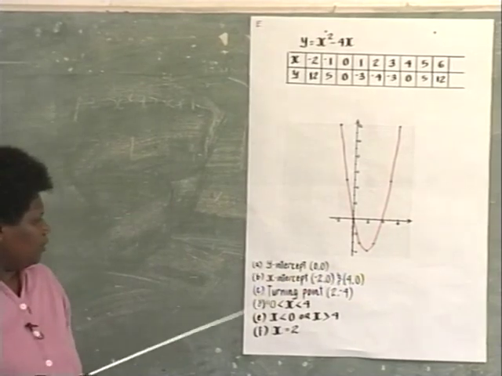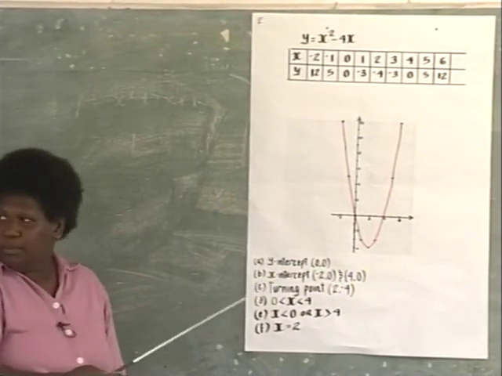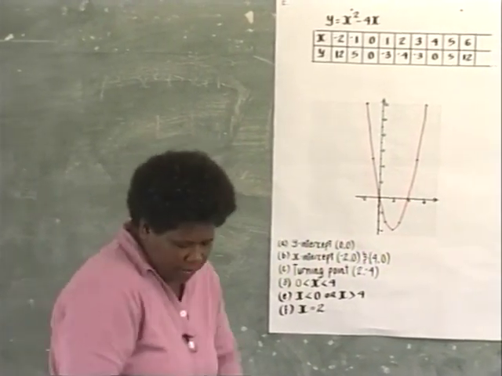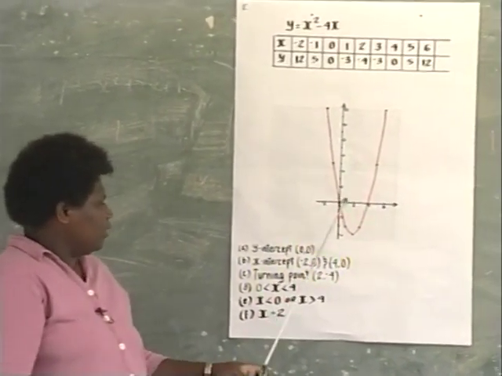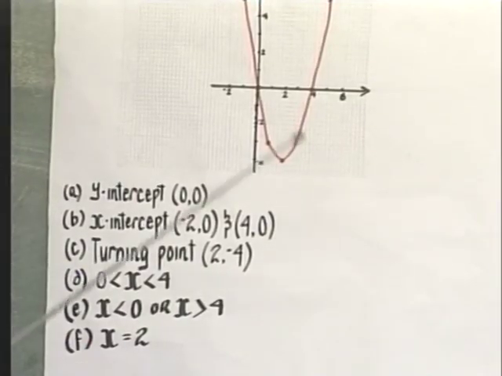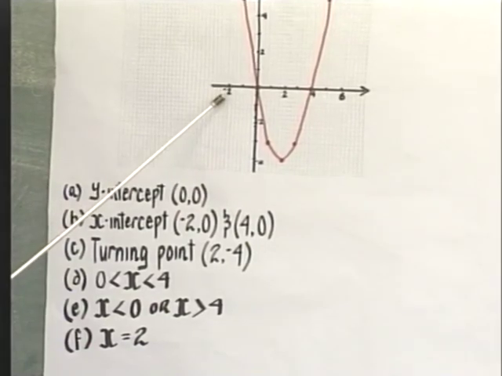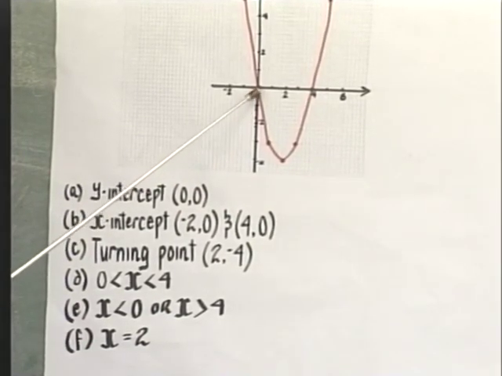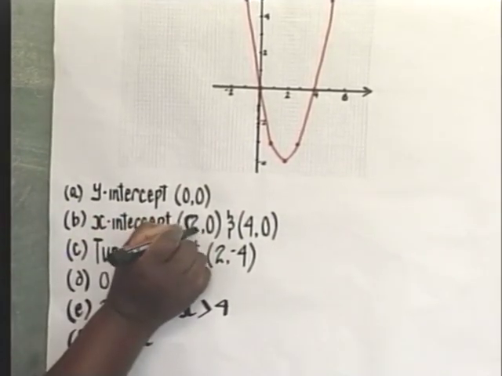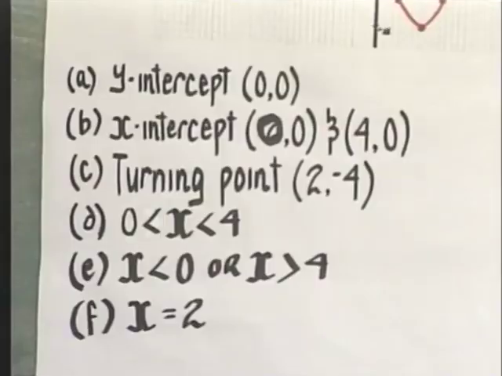Okay, the answer to A is (0, 0). The answer to B, the x-intercept, one of them is not really correct. Have a look at the graph. Your graph is correct. The x-intercept is the point where the graph cuts the x-axis. It can't be -2 because -2 is here. It has to be (0, 0). So this is (0, 0) and (4, 0). The turning point (2, -4), good.